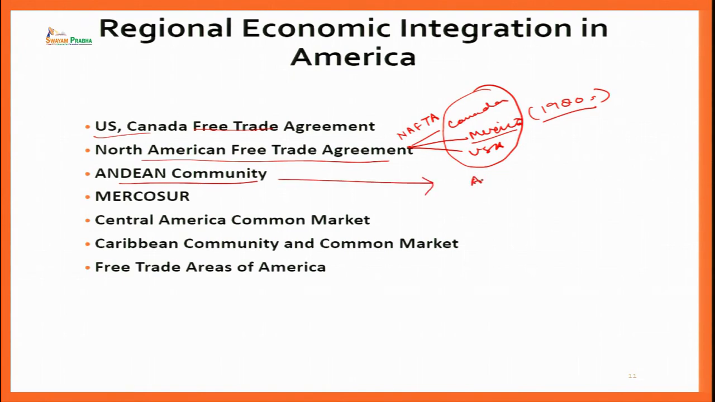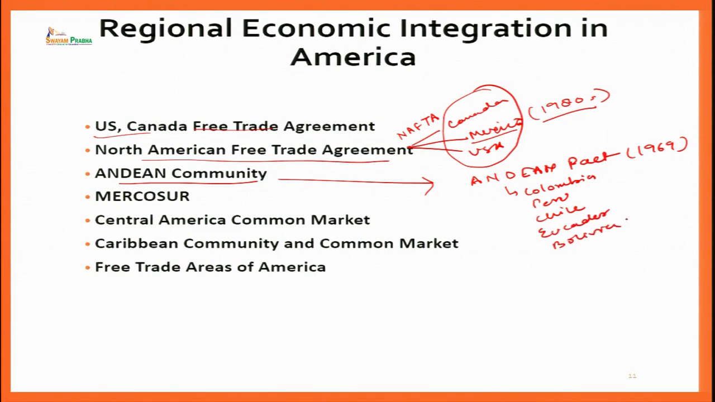Next is the ADN community. Initially there was an ADN pact, which was signed in 1969. The member countries who signed it were Colombia, Peru, Chile, Ecuador, and Bolivia. Their approach was very socialistic. They were against free trade, and they were focusing on a socialistic approach of doing business.